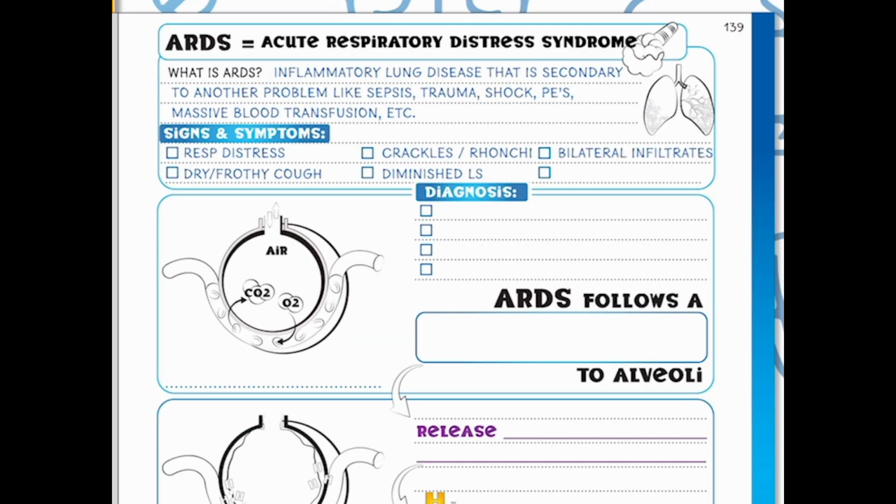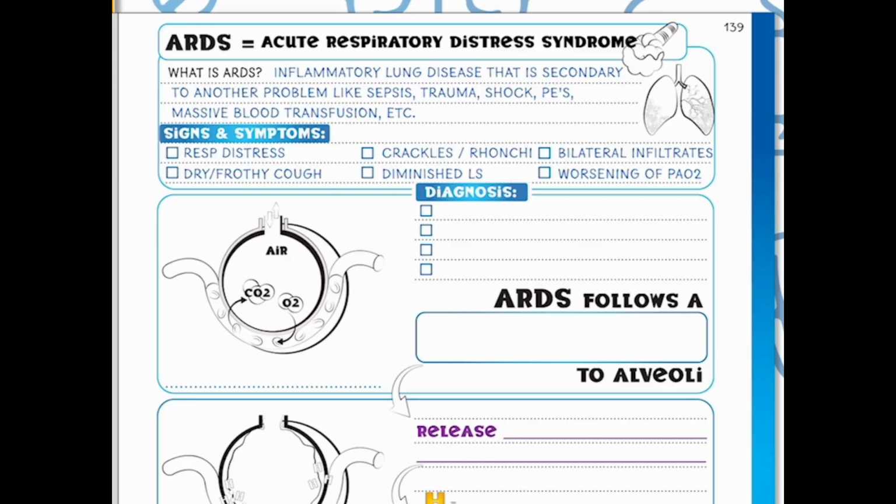And we can also see bilateral infiltrates. Bilateral infiltrates can happen pretty much for the same reason as our dry, frothy cough, because our capillaries are leaking from this fluid buildup or this inflammation going on. And we can get this leaking in our interstitial space, which can give us those infiltrates. And we're going to see worsening of our PaO2, or our partial pressure of arterial oxygen. And this is going to be because of that gas exchange. We're not having good gas exchange or that diffusion going on. And so this is going to affect our PaO2.